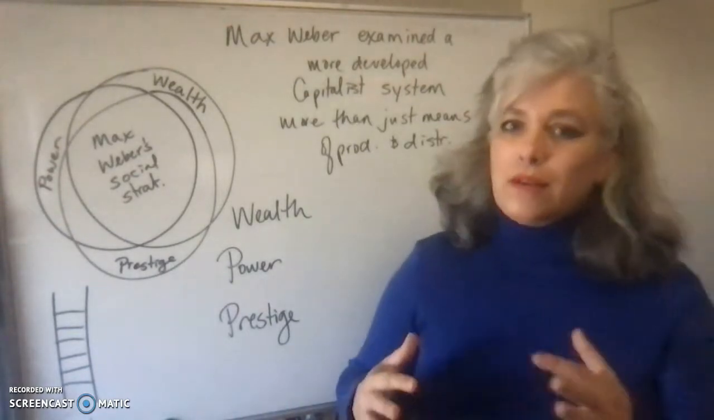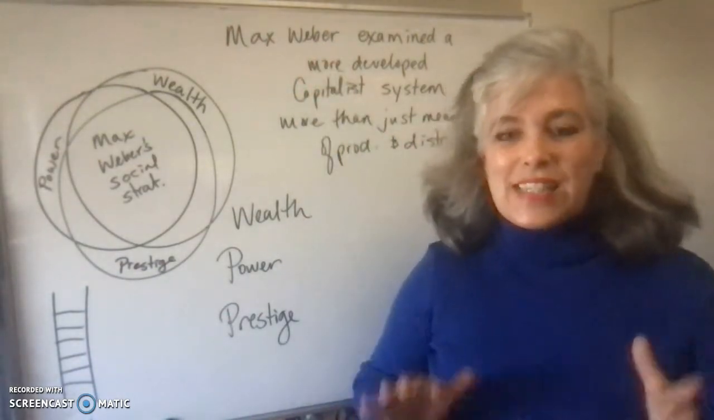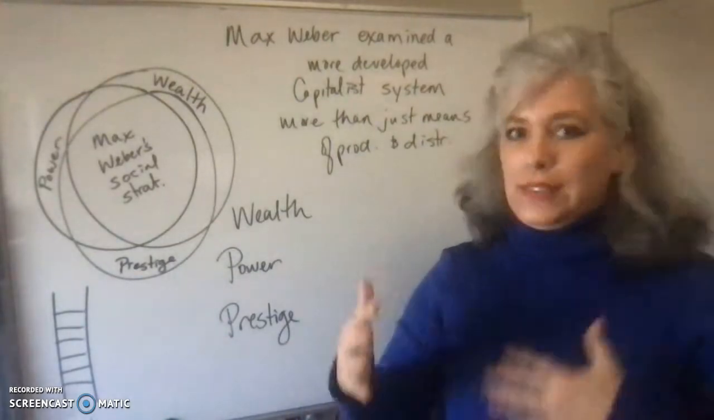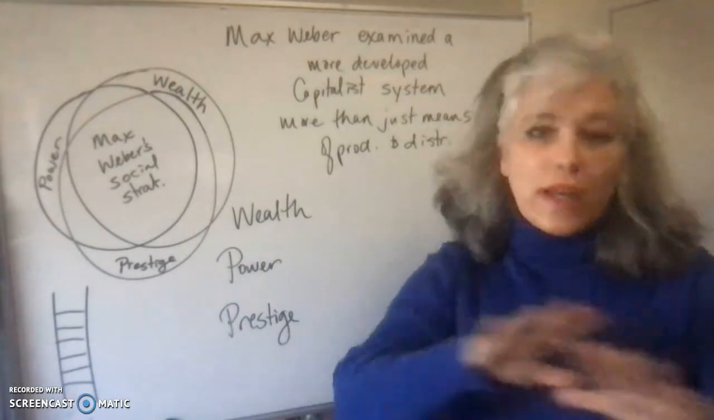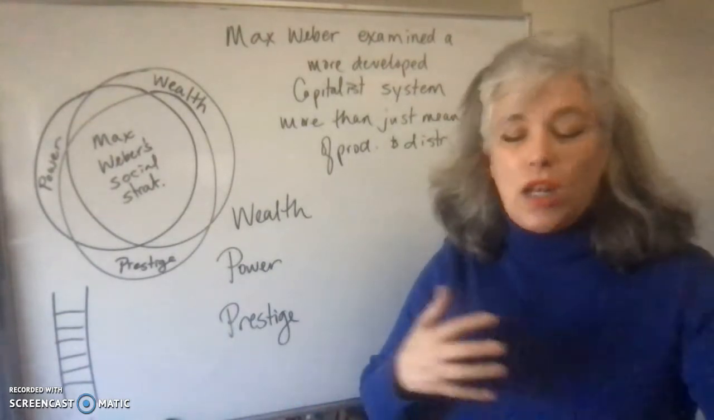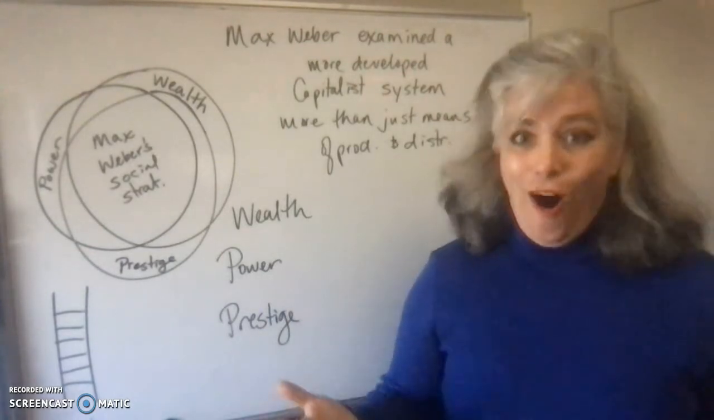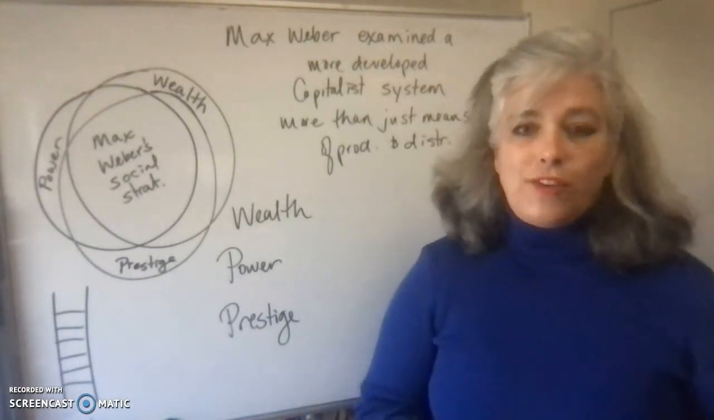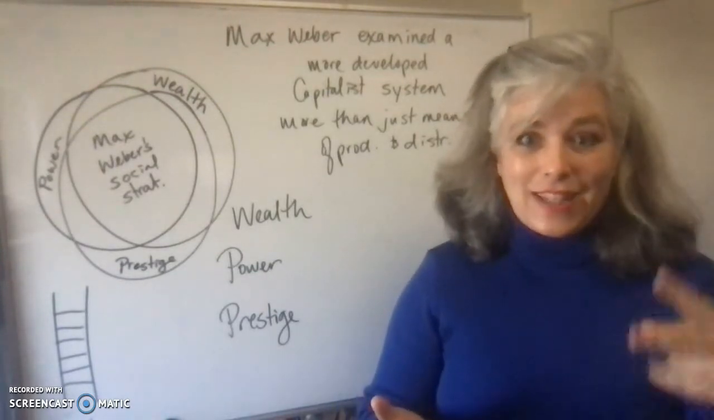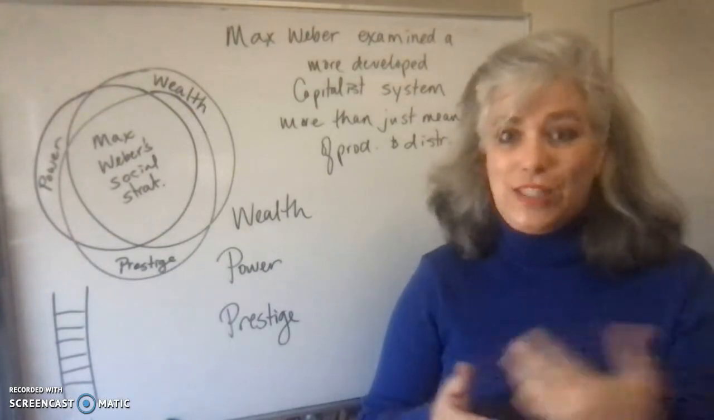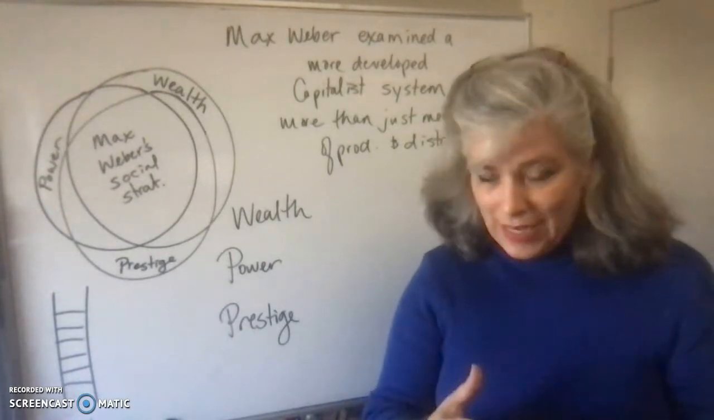Max Weber examined socioeconomic classes later on in the capitalist cycle, like after the Industrial Revolution, when capitalism had really taken off and had become part of the government system, and there were some checks and balances on capitalism so that it would not allow the bourgeoisie and the proletariat, the two-class system that Karl Marx suggested, to actually be reality.